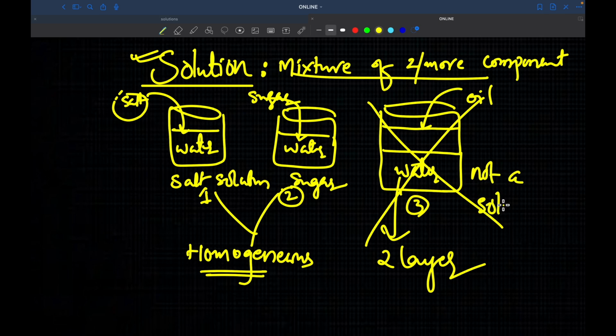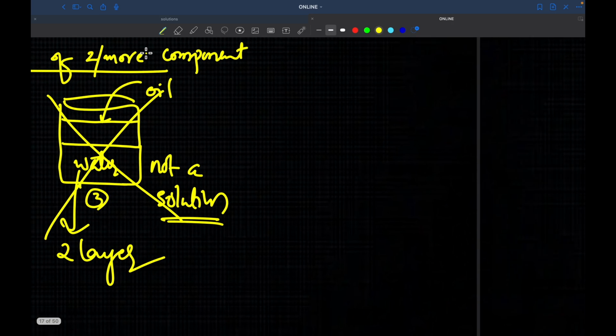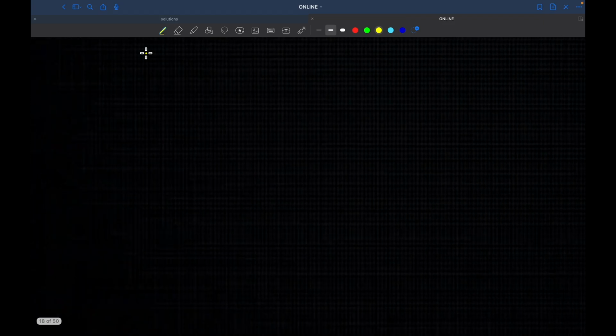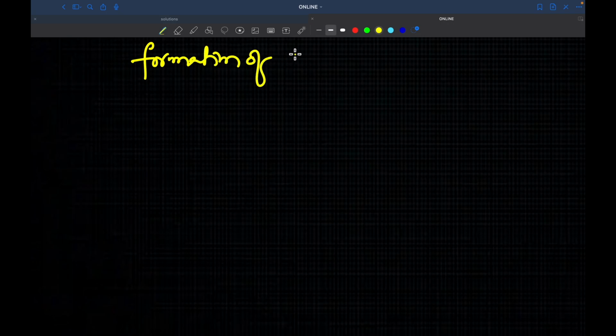So these two are the solutions. A homogeneous mixture of two or more components is called a solution. Right? And the next one: the formation of a solution is completely a physical phenomenon. It's a physical process.